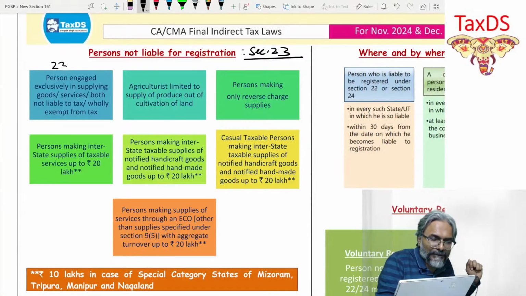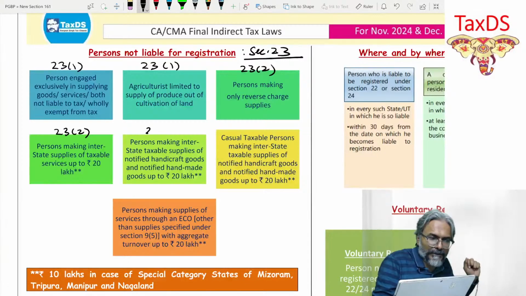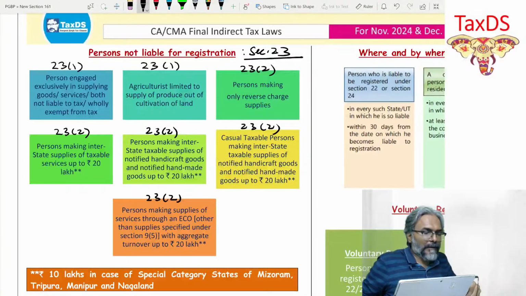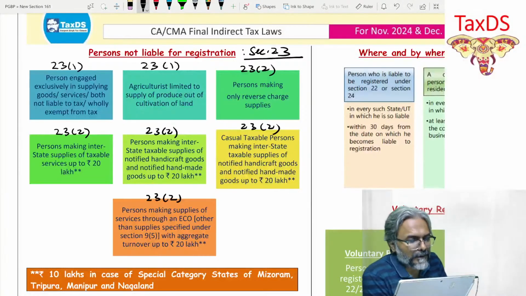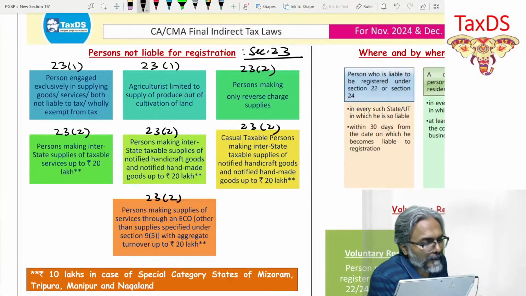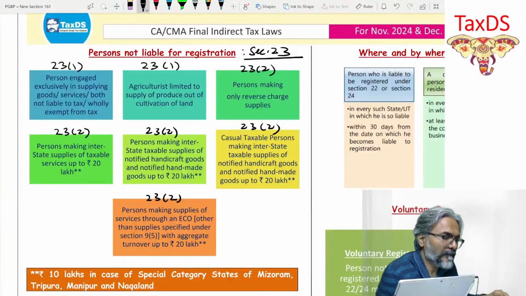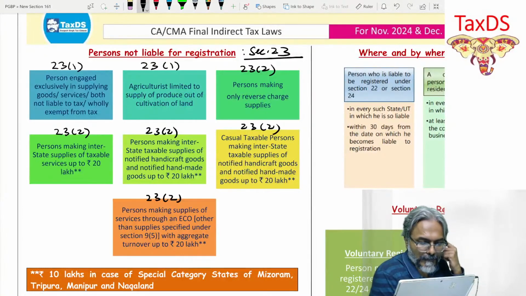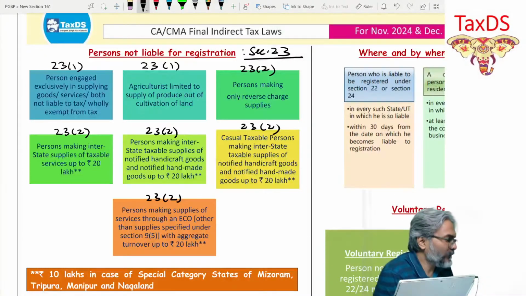I'll just put a subsection for the discussion benefit. This is 23.1. This is also 23.1. Rest everything, students, is 23.2. Now just read the exemption, students, all of you, quickly in 2 minutes time.